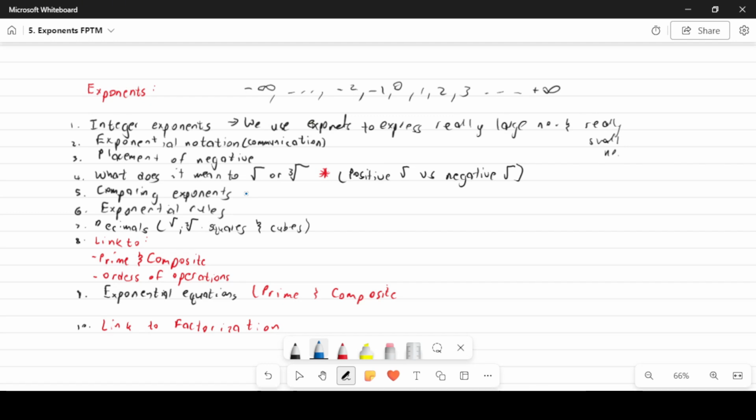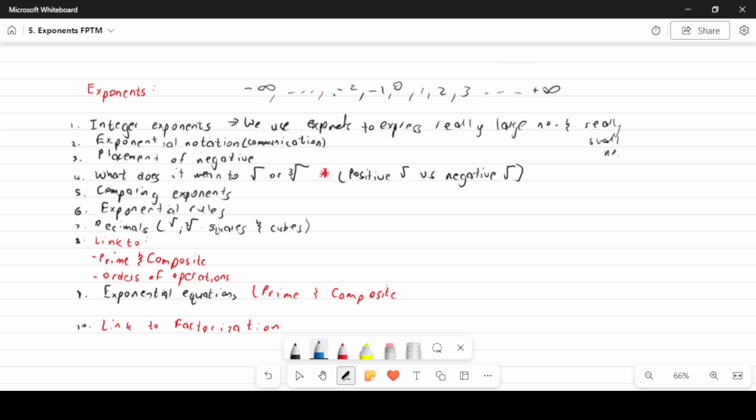Right, so I want you to write this down. Exponents, as I've said already, integer exponents basically means that the exponent itself will be an integer. And we said that the exponent will be one of the following numbers here. That's the first thing that you need to remember.